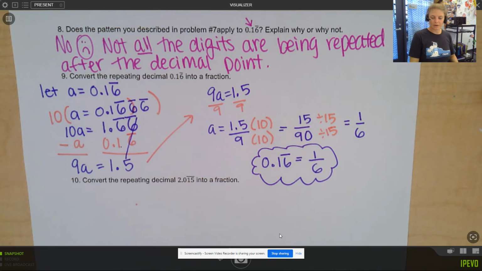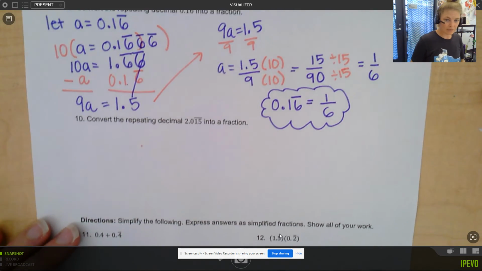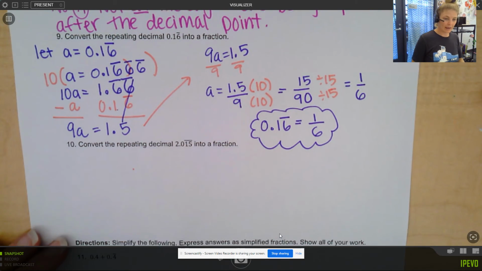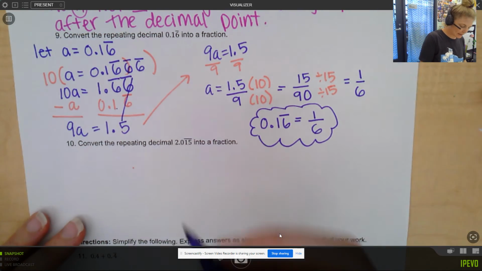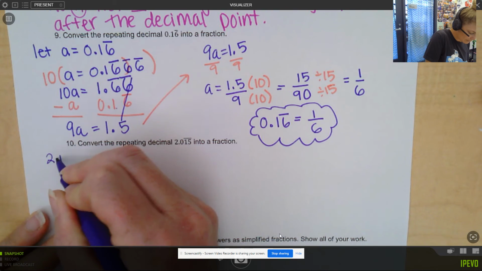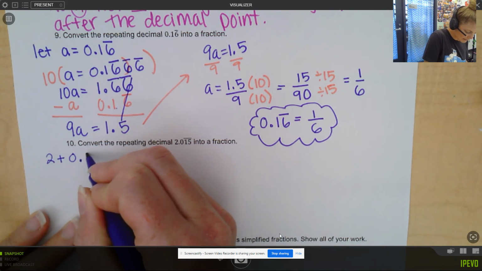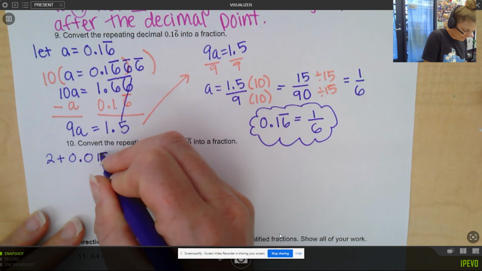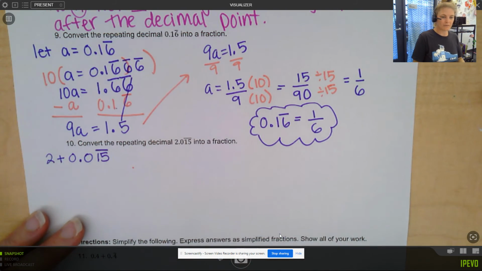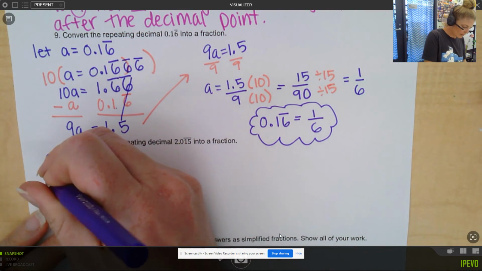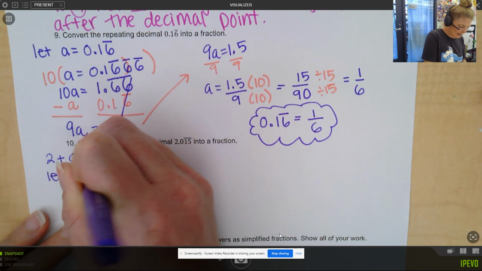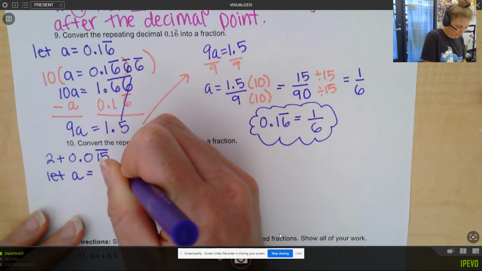Nice. Okay, so what I'd like you to try is looking at number 10. Again, what I like to do is think about this as 2 plus 0.015. And notice just the 1.5 is being repeated. So I'm going to let A equal 0.015.